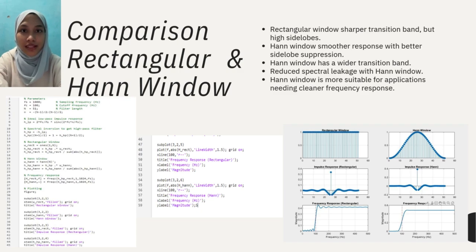This slide compares the rectangular window and the Hann window. The rectangular window has a sharper transition band, but it produces high side lobes, which can cause more interference. The Hann window has a smoother shape, resulting in a smoother frequency response. It also has better side lobe suppression, which helps reduce spectral leakage. However, the transition band of the Hann window is wider compared to the rectangular window. Overall, the Hann window is more suitable for applications that require a cleaner and smoother frequency response.